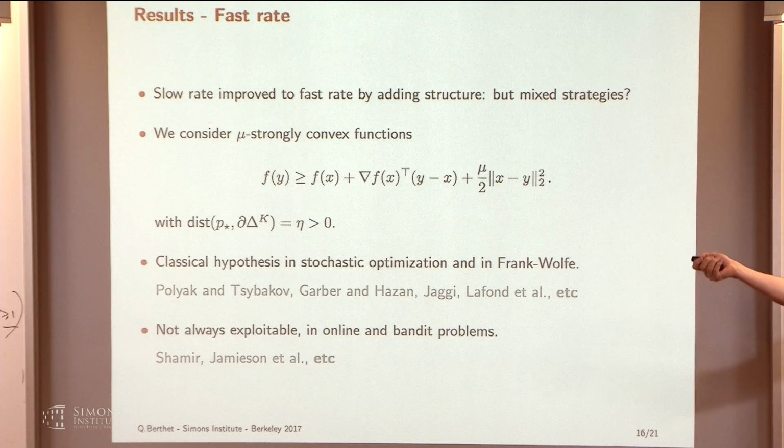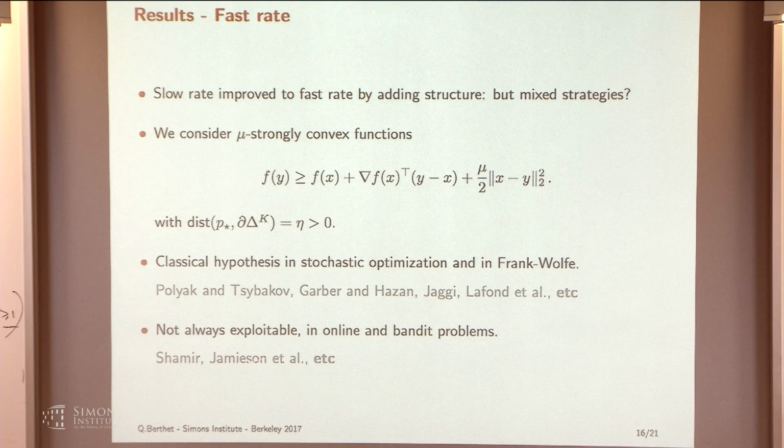So we look at what happens if the function is not allowed to be flat anymore. We consider mu strongly convex functions, so there's always a quadratic term in this inequality, and cases where the minimum is bounded away from the boundary of the simplex by some parameter eta. This is essentially saying that we leave some room around the minimum for this inequality to be usable. This is a very classical hypothesis in stochastic optimization and also in the analysis of Frank-Wolfe.